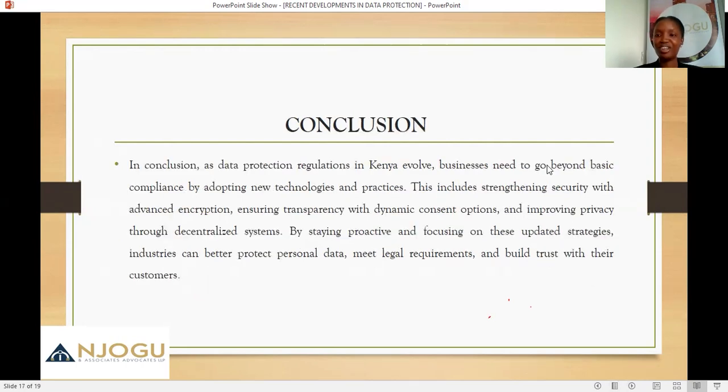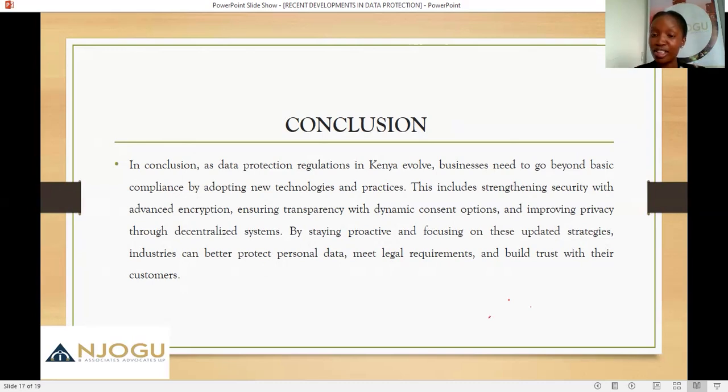In conclusion of all this development, as data regulation in Kenya evolves, businesses need to go beyond basic compliance by adopting new technologies and practices. As a data subject, you do not need to be sorry for protecting your data. You ought to protect it. You ought to guard it with all that you have.